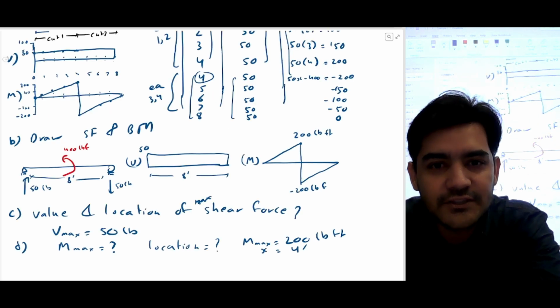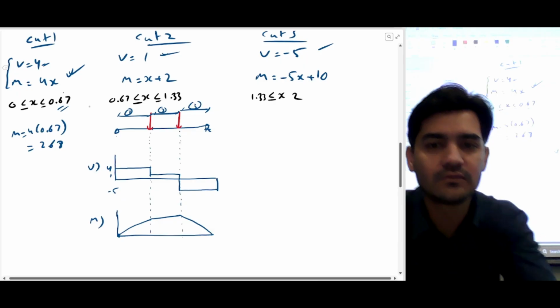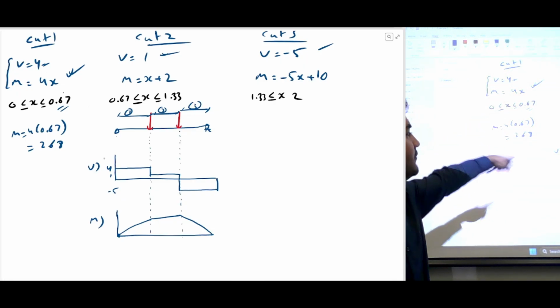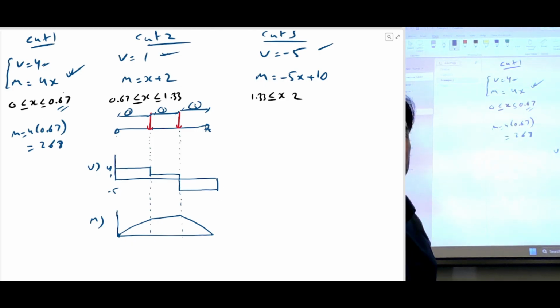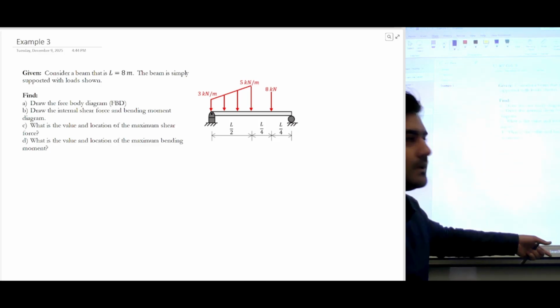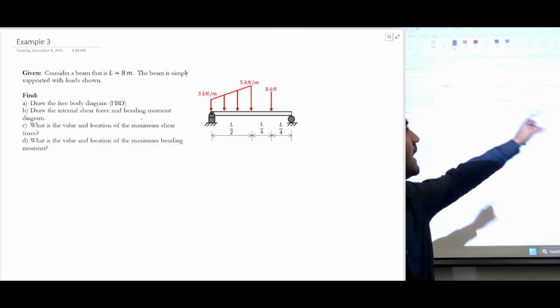We already finished the shear force and bending moment diagram, right? So this was last time. These were our equations, and from here we drew the shear force and bending moment diagram. So today, we can do another example, and try to draw a shear force and bending moment diagram for this case.